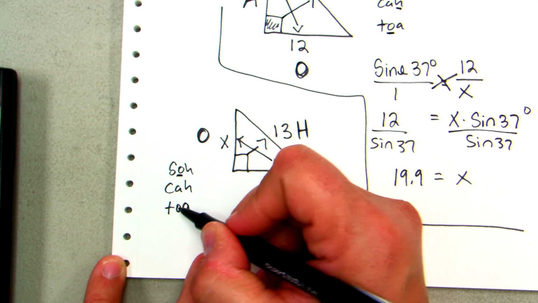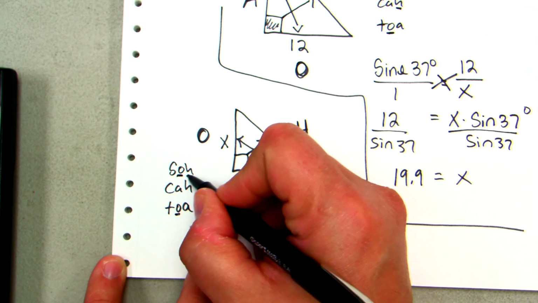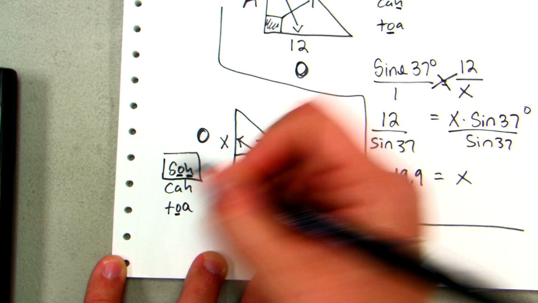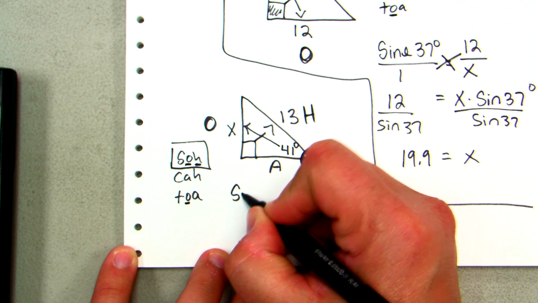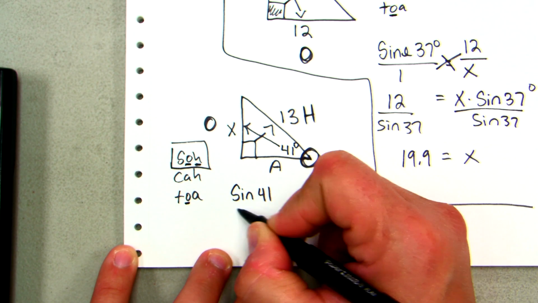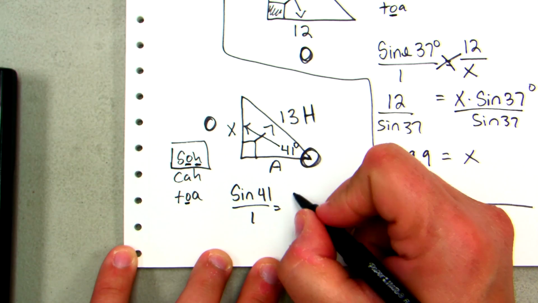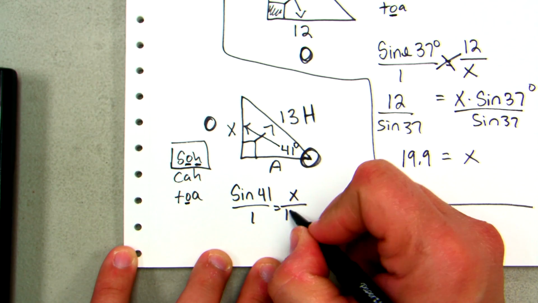Opposite is what I'm looking for, and I'm given my hypotenuse. So this will be sine also. It's going to work out a little bit differently. I'll say sine 41 over 1 equals opposite, which is x, over my hypotenuse 13.